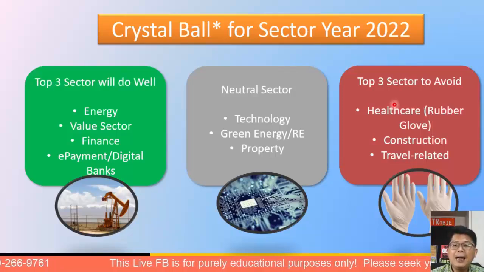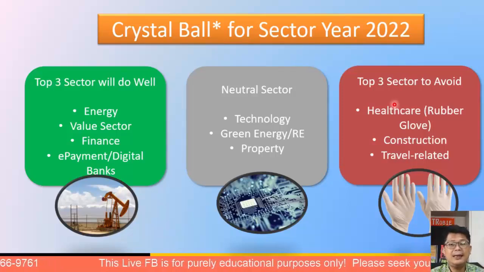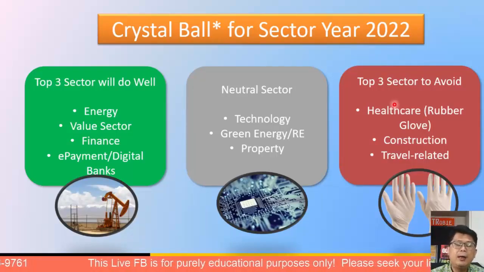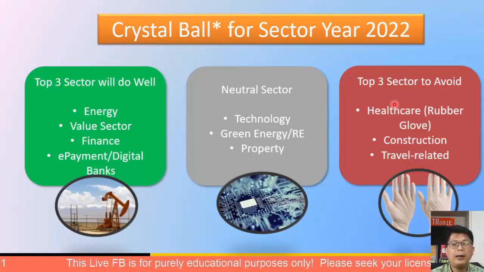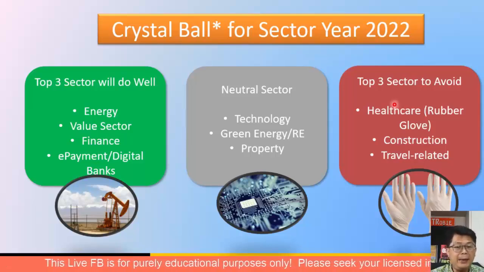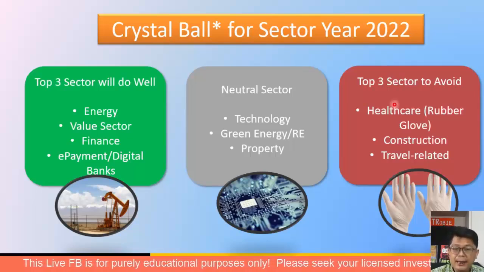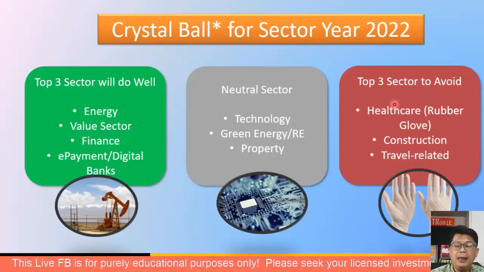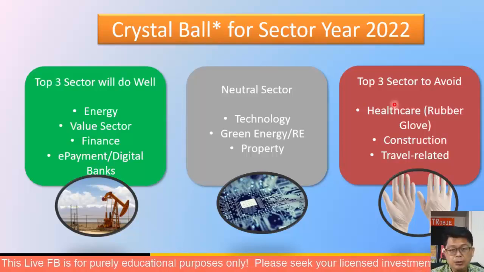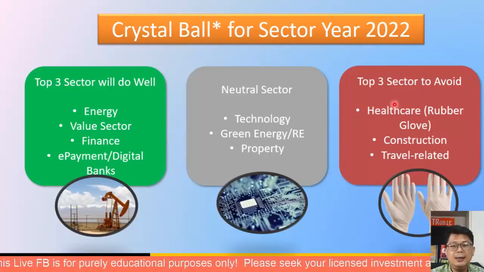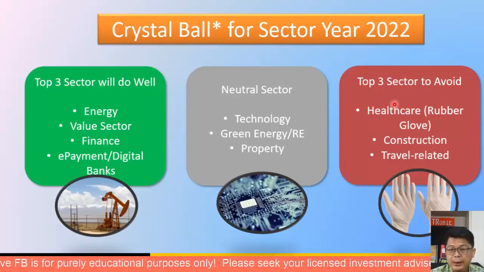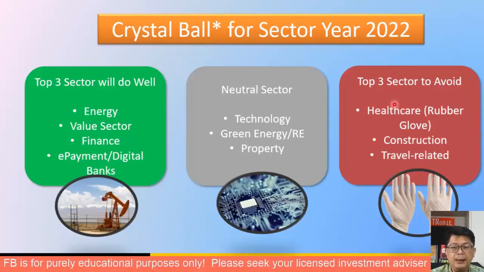So towards the last portion of my talk are the sectors that I believe should do well, stay neutral, and be avoided. The three sectors that will do well, in my opinion, will be energy, some value sectors, very small of them, finance, and e-payment and digital banks. This is because of the interest rate rise. Sectors that are quite neutral because of the rise in interest rates will be technology, green energy, renewables, and property.